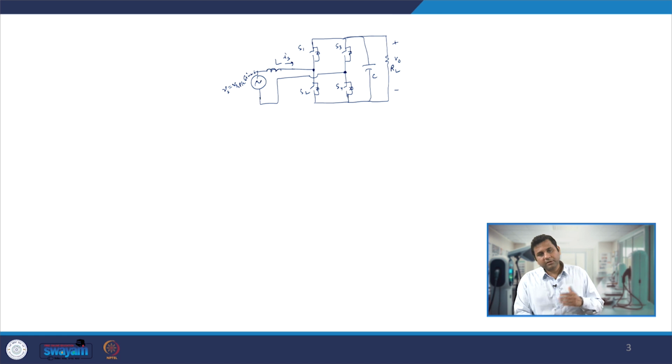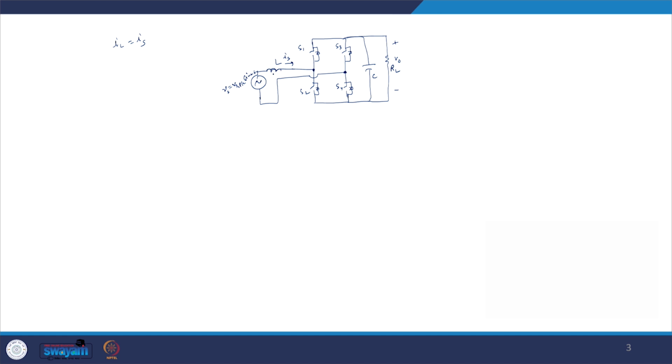Again, in the closed loop control we are trying to control the average current flowing through the inductor, and here the average inductor current is the same as the current drawn from the source. So if we can ensure that the average inductor current varies sinusoidally with the same phase angle as the AC voltage, we can ensure that the grid current is also drawn at unity power factor.